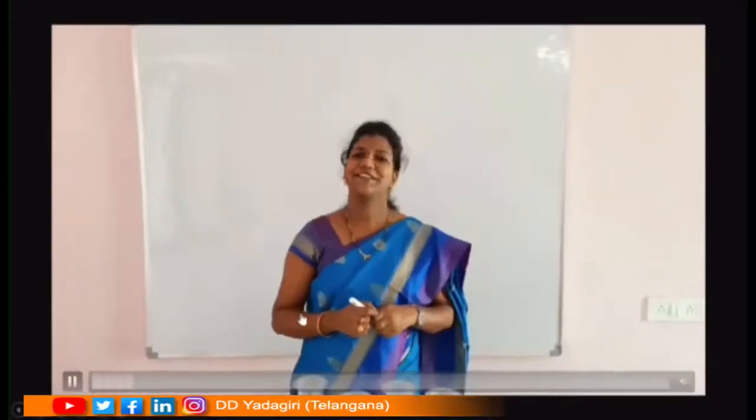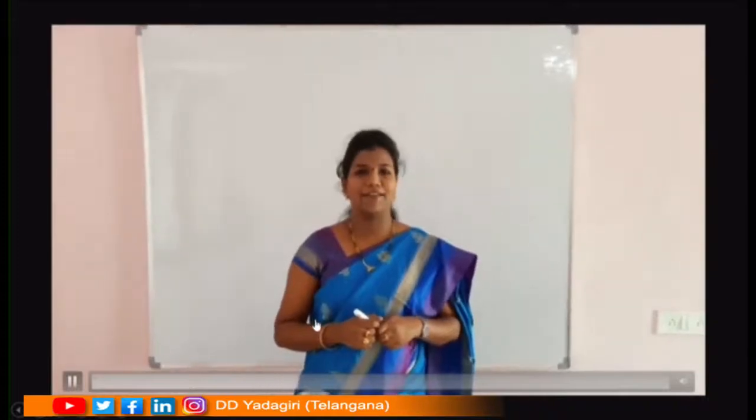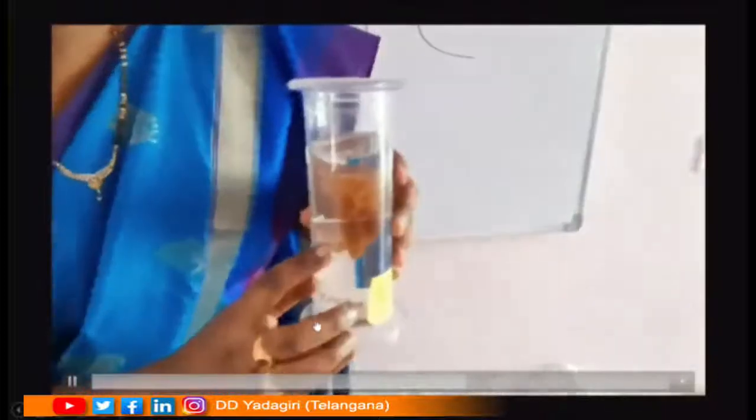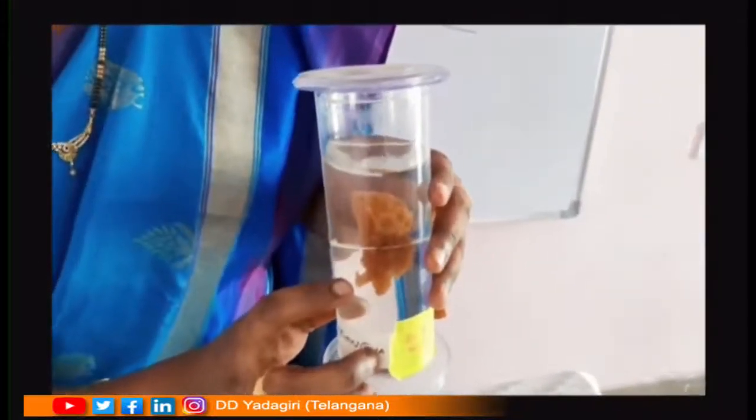Hello children, welcome to our session. Today we are going to deal with chapter 5, diversity in living organisms. You can see the pore-like structures on their body, right? So, these are called poriferans.